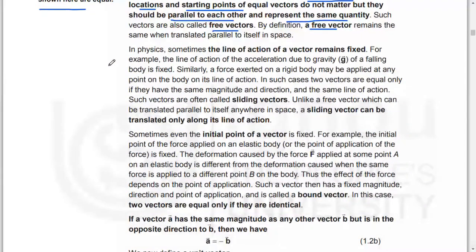In physics, sometimes the line of action of a vector remains fixed. For example, the line of action of the acceleration due to gravity, g vector, of a falling body is fixed. Similarly, a force exerted on a rigid body may be applied at any point on the body on its line of action. In such cases, two vectors are equal only if they have the same magnitude, direction, and the same line of action. Such vectors are often called sliding vectors. Unlike free vectors, which can be translated parallel to themselves anywhere in space, a sliding vector can be translated only along its line of action.